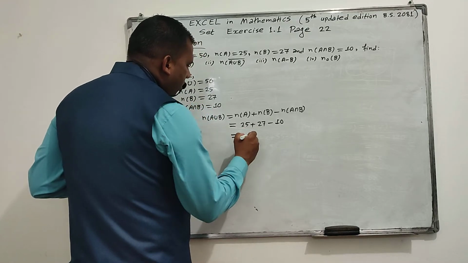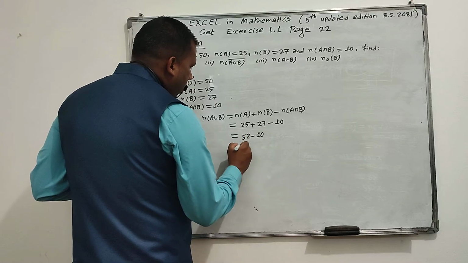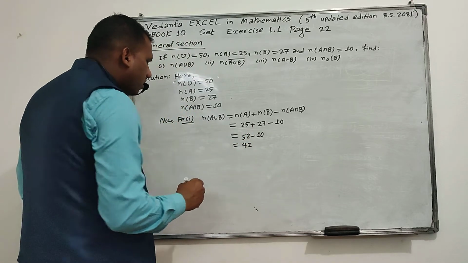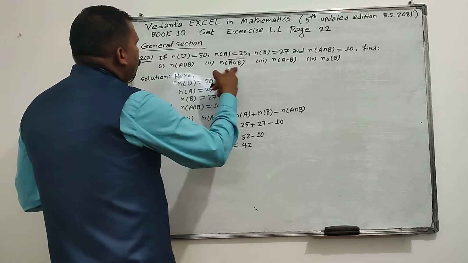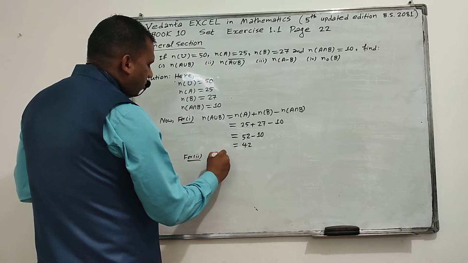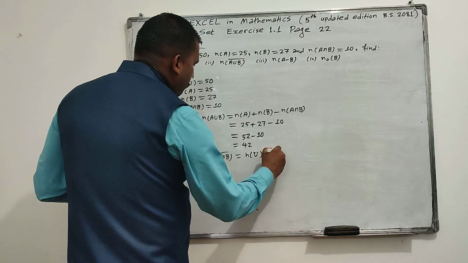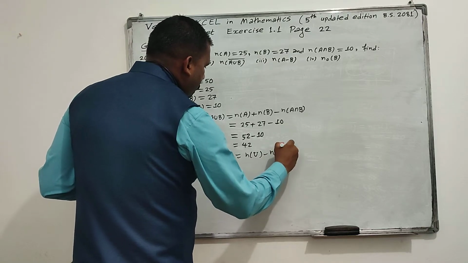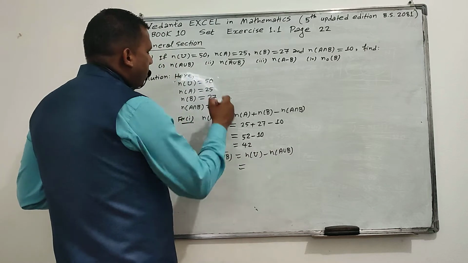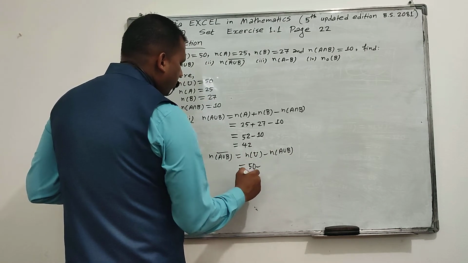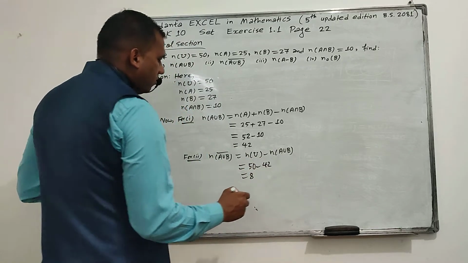This equals 52 minus 10, that is 42. For 2, we have to find number of A union B whole complement. Number of A union B whole complement equals number of U minus number of A union B by using formula. Now this equals number of U is 50 minus number of A union B is 42. That is 8.